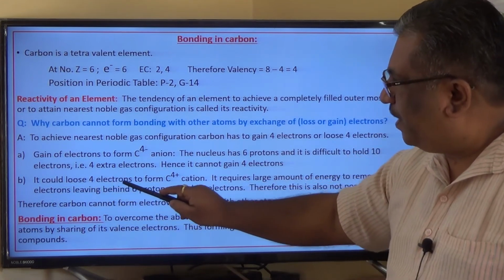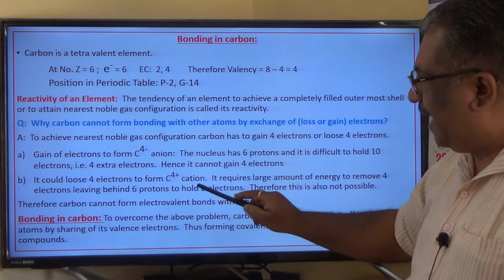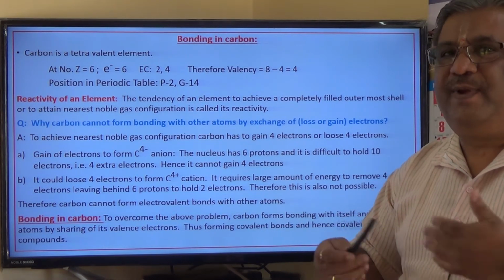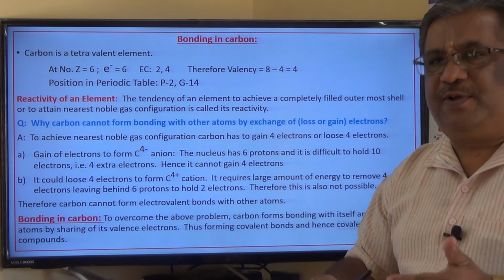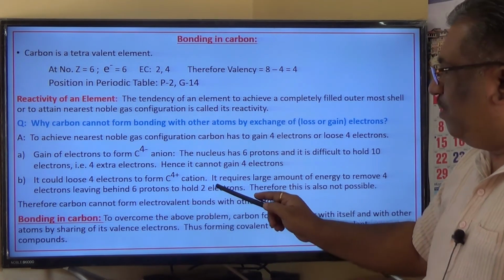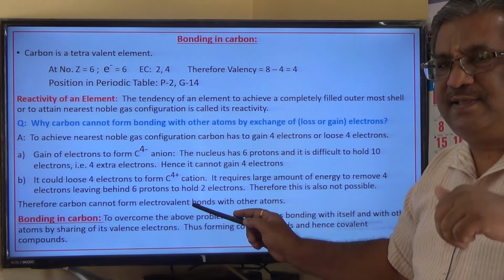It could lose 4 electrons to form C4 plus cation. When it loses 4 electrons, it becomes a cation, which is a positive ion represented by C4 plus cation. Now what is the difficulty in the formation of this case?